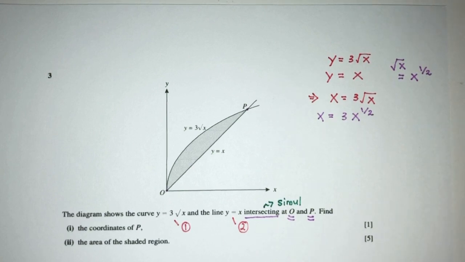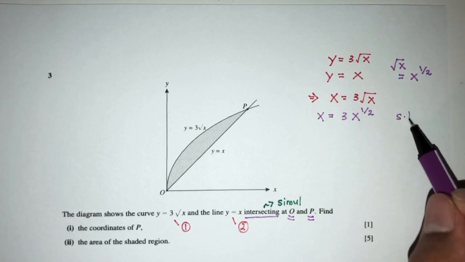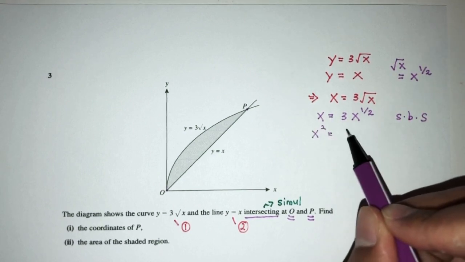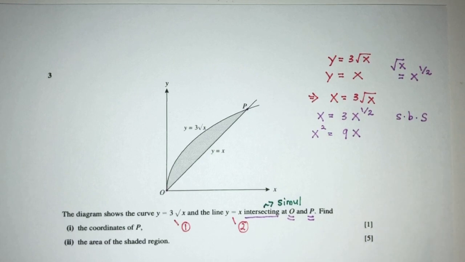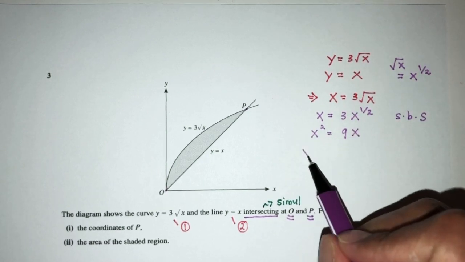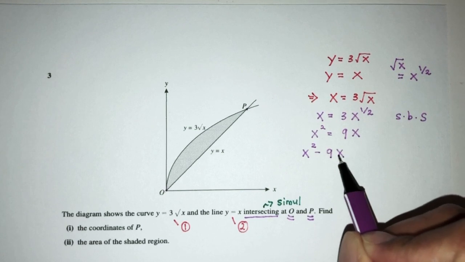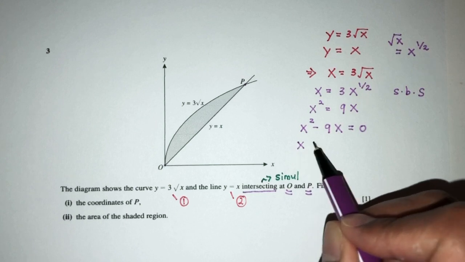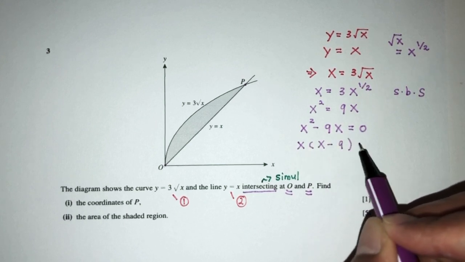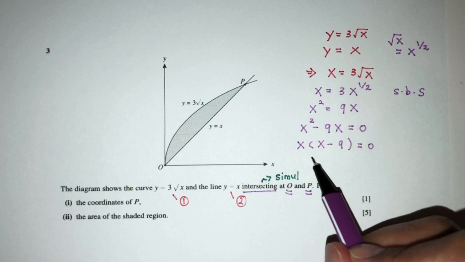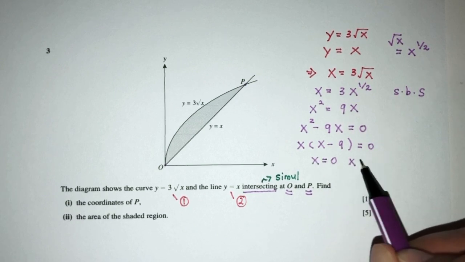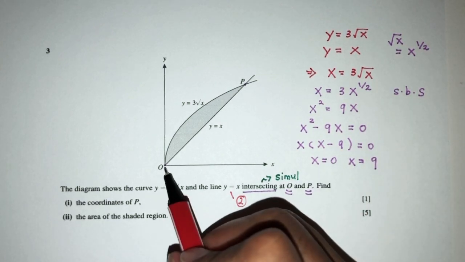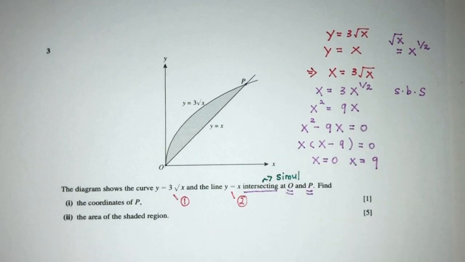Now, to simplify our life, we can square both sides. You will have x squared is equal to 9x. Makes sense, right? Now let's send this over here. You will have x squared minus 9x equal to 0. Since x is common, we factorize the x outside. That will be x times x minus 9 equals 0. From here you can see x can be 0 or x can be 9. So x equals 0 will be here and x equals 9 will be at this value.